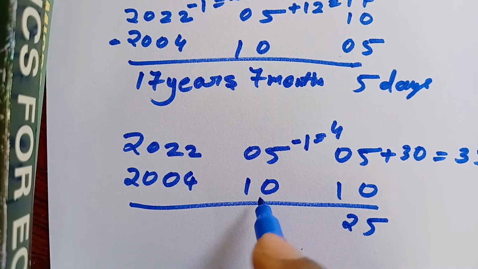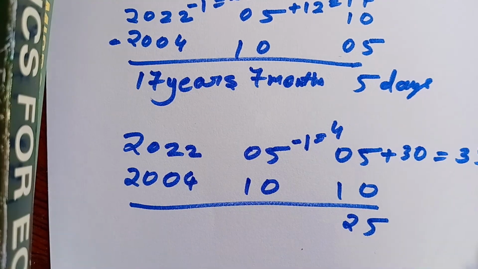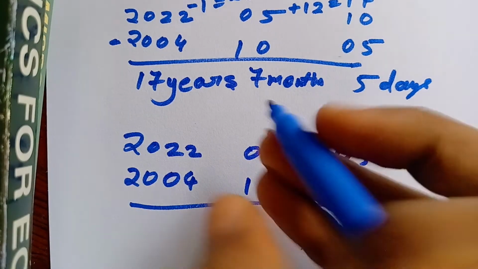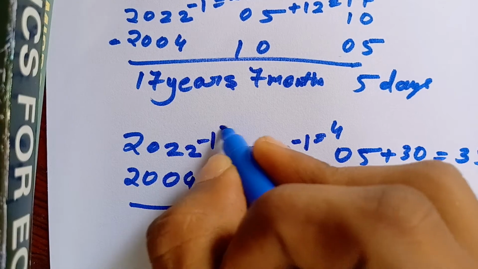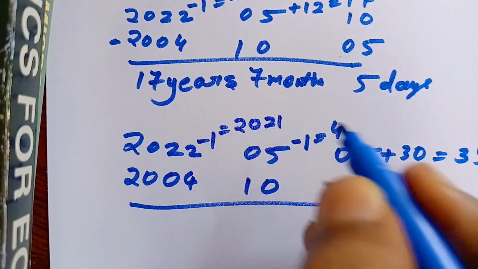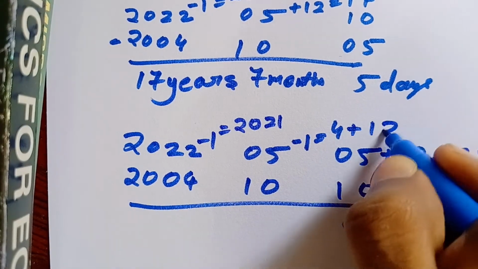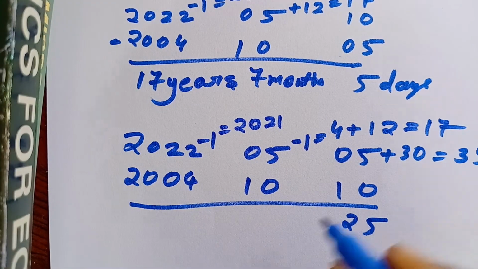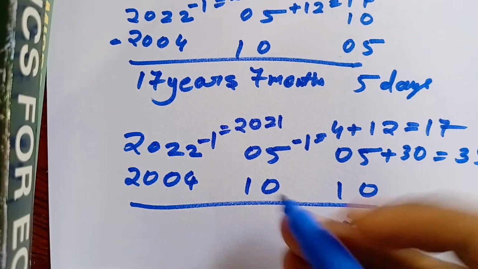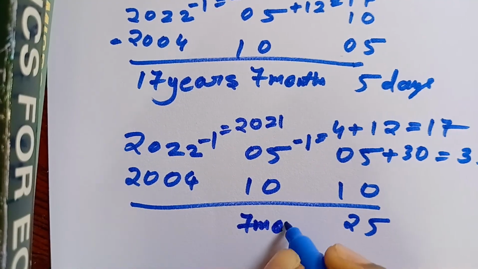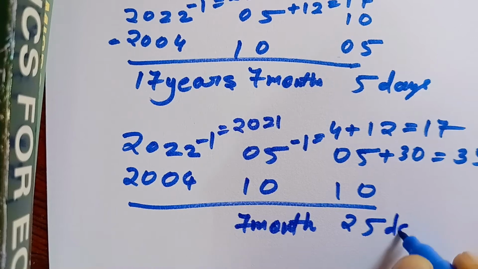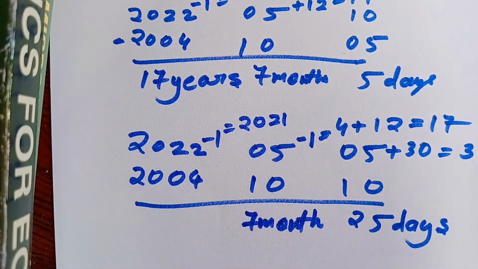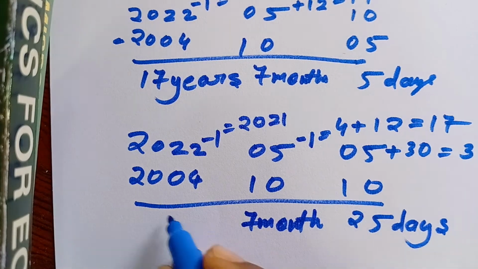and the birth month is greater than 4, so we need to take a carry from the year as we had done before. So here it will be minus 1, which is equal to 2021, and here it will become 17. Now subtracting 10 from 17, we will have 7 months 25 days, and subtracting 2004 from 2021, which will be 17 years.